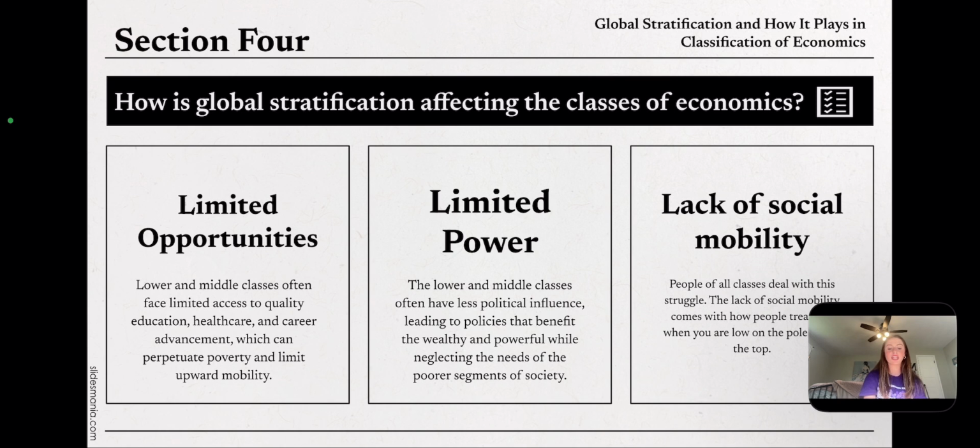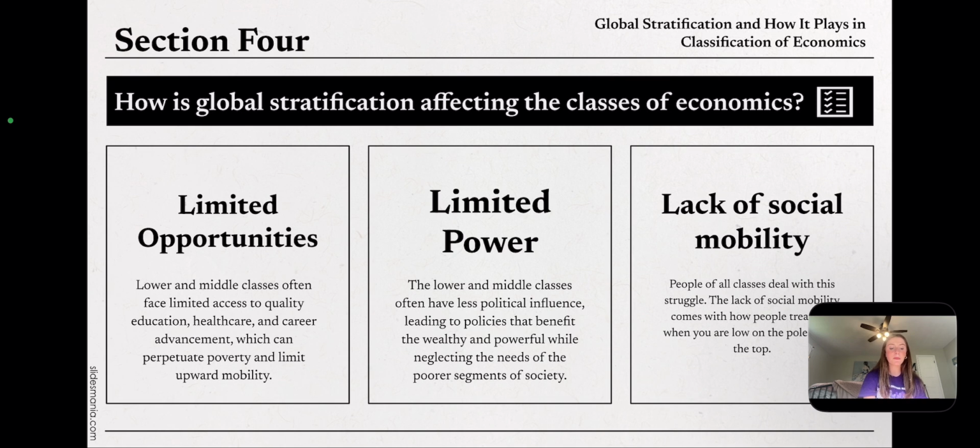Limited opportunities are faced in the lower and middle classes. This brings down the want to do more and climb. This makes moving up the chain seamlessly impossible. Limited power is something that only comes really to the small classes, while it still can come to the others, mainly the smaller classes. People in these classes feel as if they do not have any say or opinion to their matter. The lack of social mobility comes to every single class, every single person.